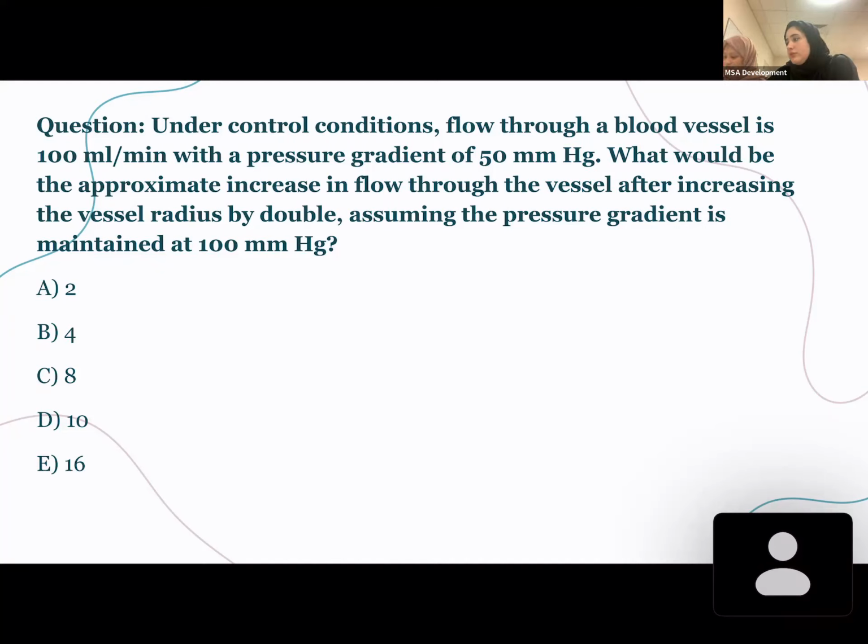So we can move on, right? Under control conditions, flow through a blood vessel is 100 milliliters per minute with a pressure gradient of 50. What would be the approximate increase in flow if you double the blood vessel radius, assuming that the pressure is the same? E, because doubling the radius, to the power of 4, equals 16.